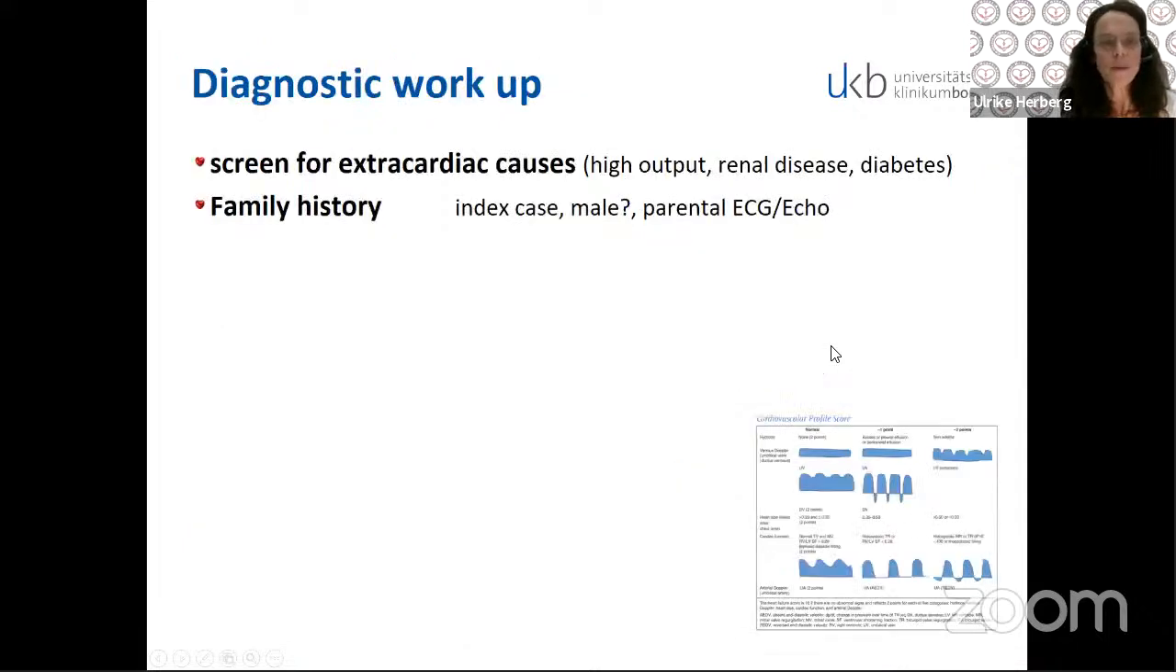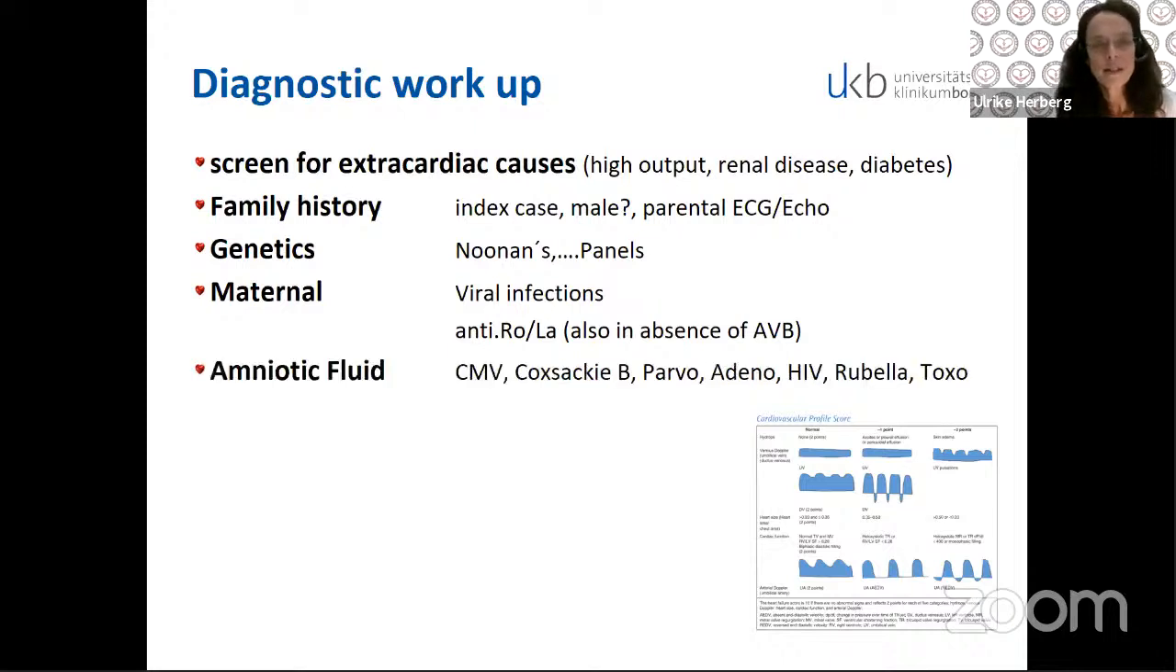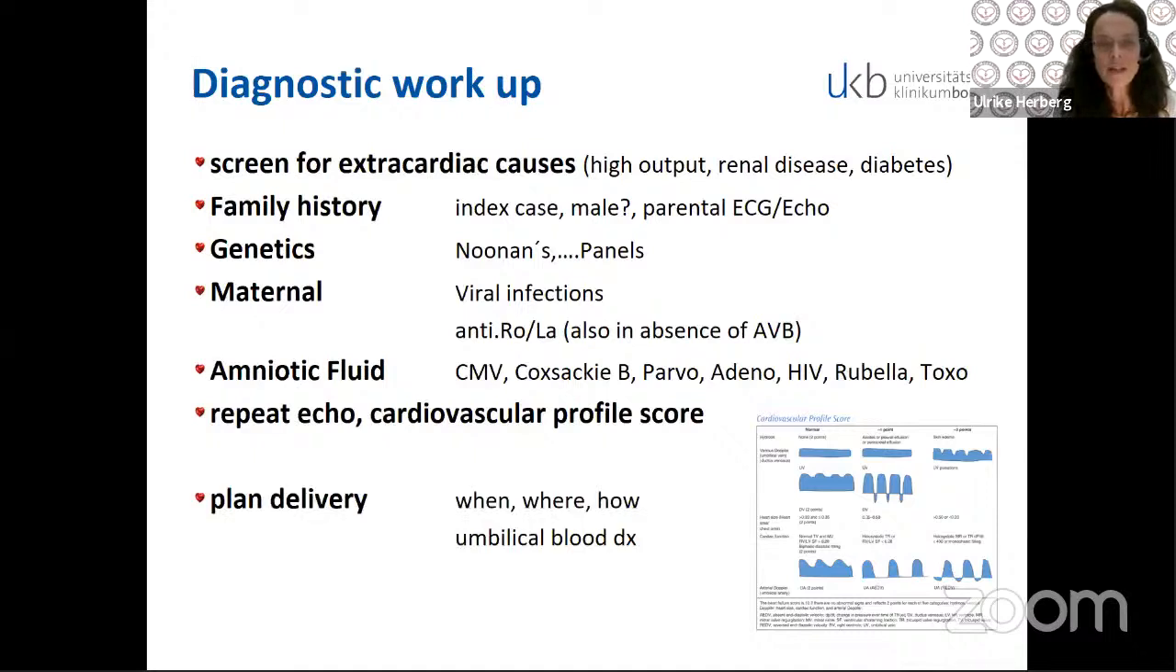So what is the diagnostic workup? First of all, we have to screen for extracardiac causes, high output, renal disease, diabetes. Take carefully the family history, index case male, do parental ECG or echocardiography, genetics, maternal infections if there's any sign for this, or antibodies. You may take also amniotic fluid if you want to do so. Repeat the fetal echo, do cardiovascular profile score, and plan delivery. When, where, how, and take care that you are able to have material from the umbilical blood for further diagnosis.